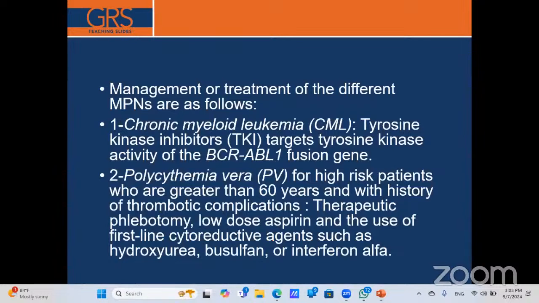As regards management and treatment of different myeloproliferative neoplasms, CML is basically treated using tyrosine kinase inhibitors, as we previously mentioned, that target the tyrosine kinase activity of the BCR-ABL1 fusion gene, like imatinib and dasatinib. Polycythemia vera, for high-risk patients who are greater than 60 years of age or have a history of thrombotic complications, can be treated with therapeutic phlebotomy, low-dose aspirin to prevent thrombotic complications, and first-line cytoreductive agents like hydroxyurea and busulfan or interferon alpha. Next slide, please, Dr. Moro.